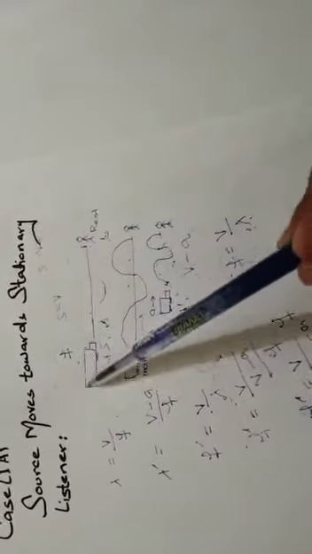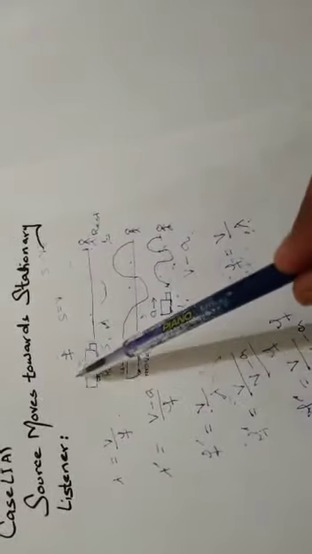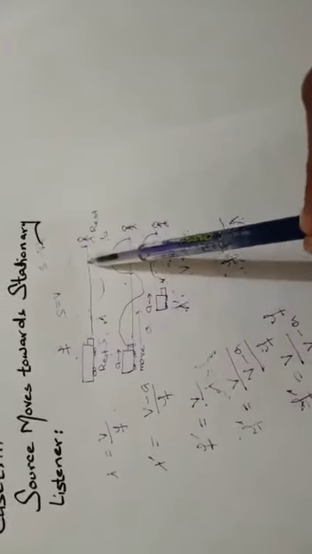This is part A of case 1, when the source moves towards the stationary listener. Now we discuss what happens when the source moves away from the stationary listener.